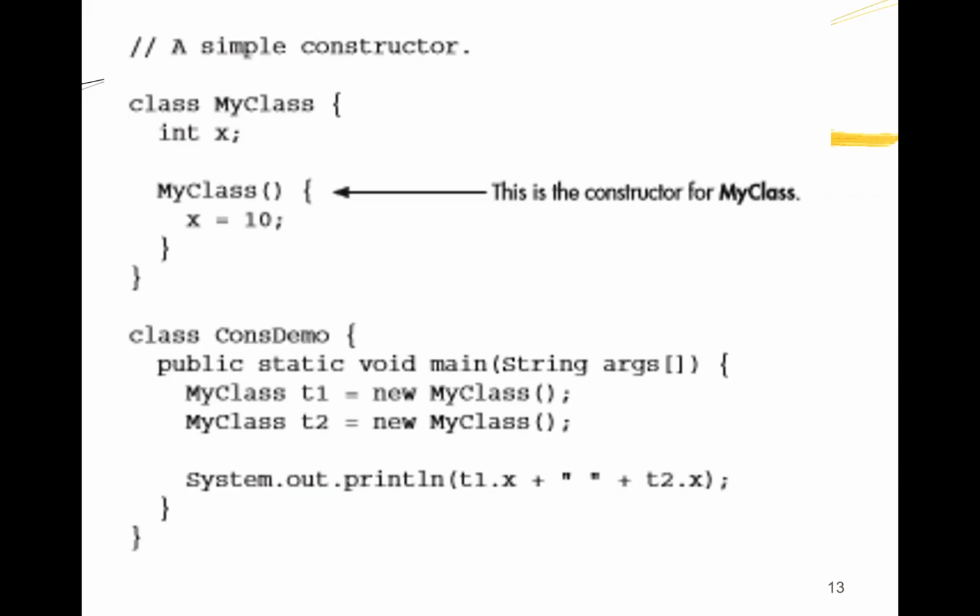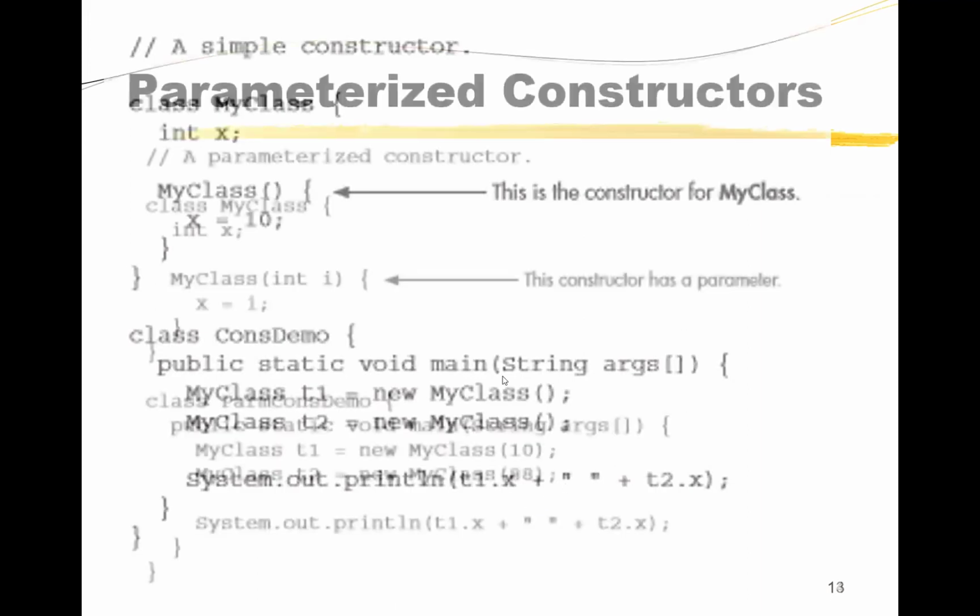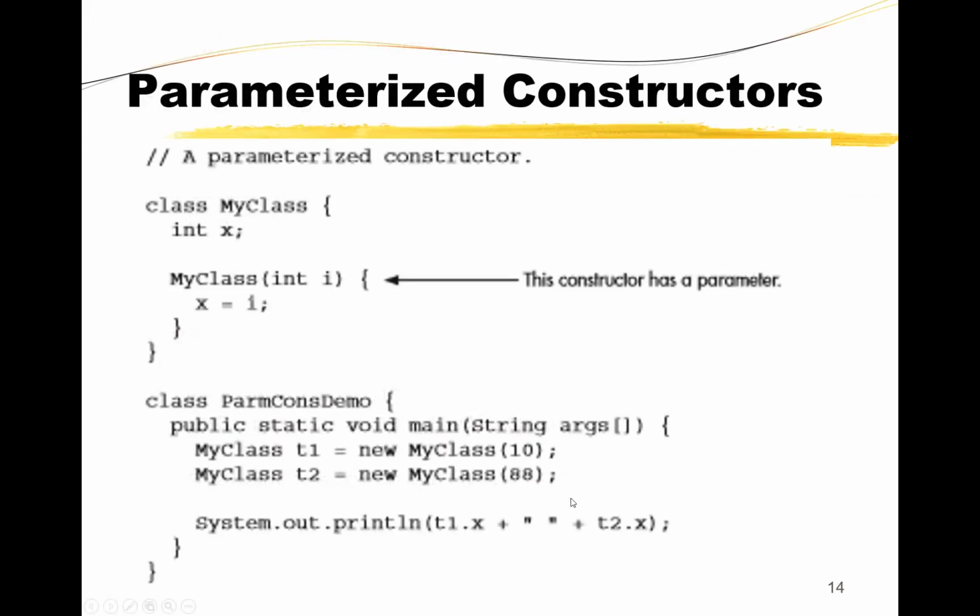Yes, what does it print? t1.x and t2.x. Is it 10 and 10? Yes, it will print both, 10 and 10, right? 10 space 10. But here what would it print?